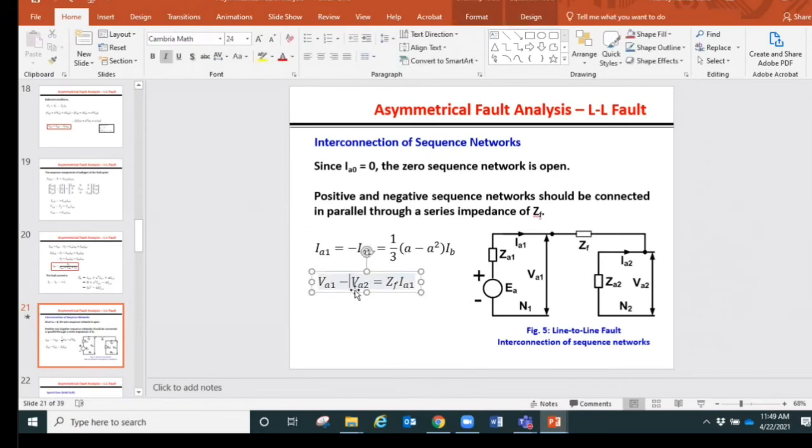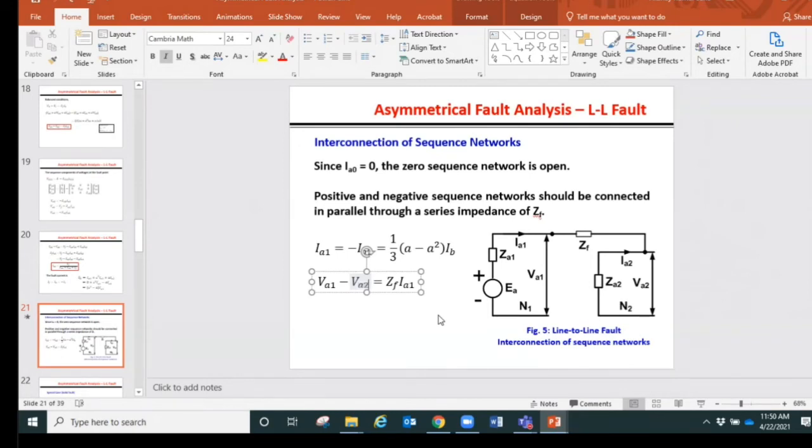And from the voltage equation, VA1 minus VA2 is equal to this impedance between the two circuits, and because of the current Ia1. So Ia1 is causing a drop here across the voltage due to the fault ZF, and is causing the difference between the two voltages VA1 and VA2. So that is how they are connected, meaning they are supposed to be connected in parallel. So that's the sequence diagram for the line to line fault.